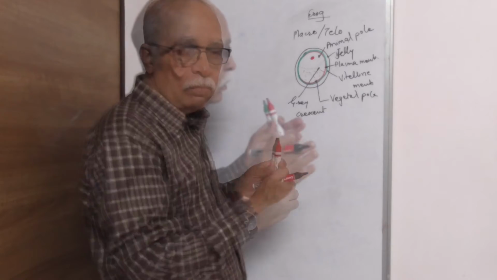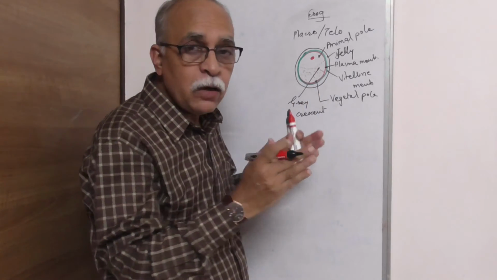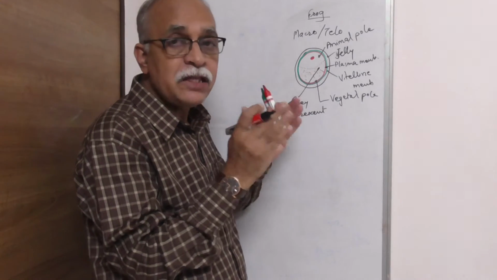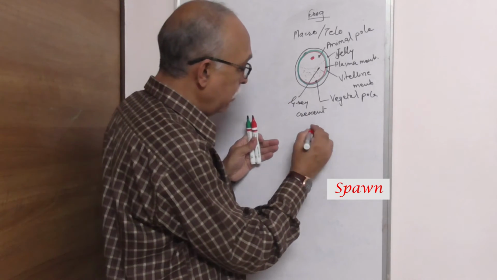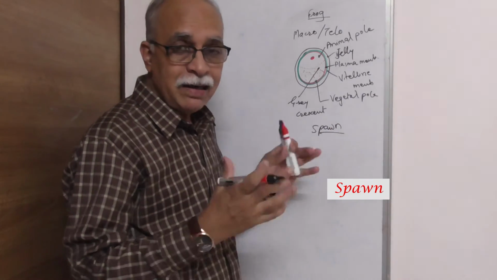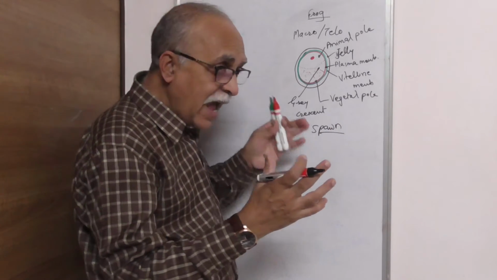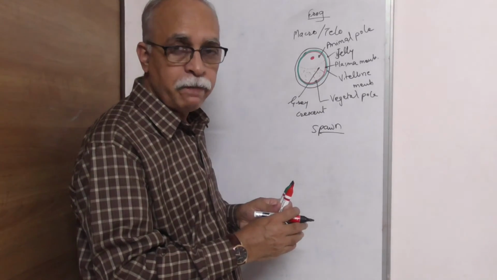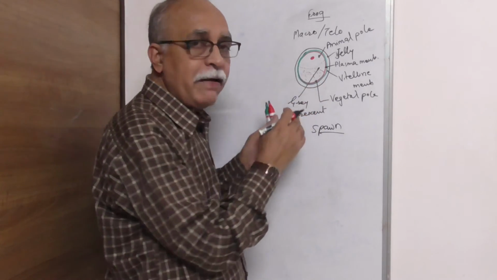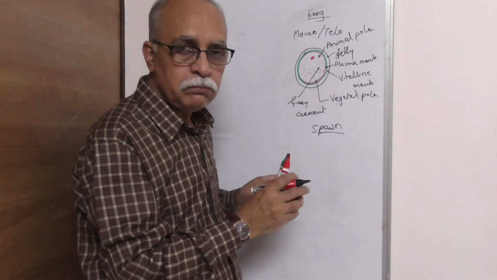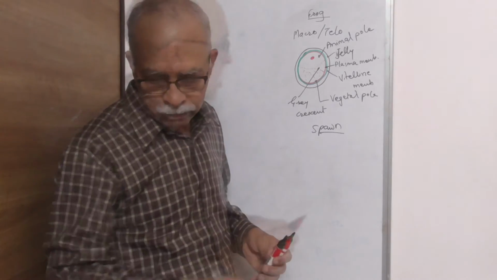This jelly layer would see to it that all the eggs stick together, they stay together, and they form a spawn. Cluster of those attached eggs, it's called as a spawn, which is possible because of the jelly coverings that are present around the egg cell. That is the frog egg.